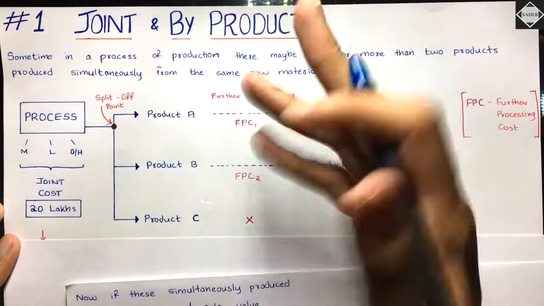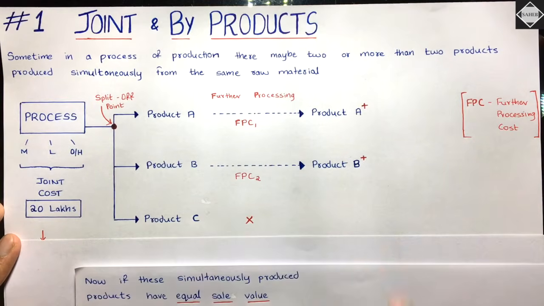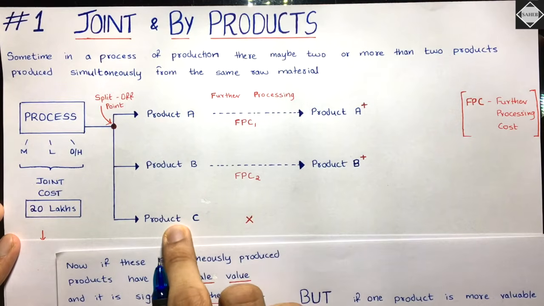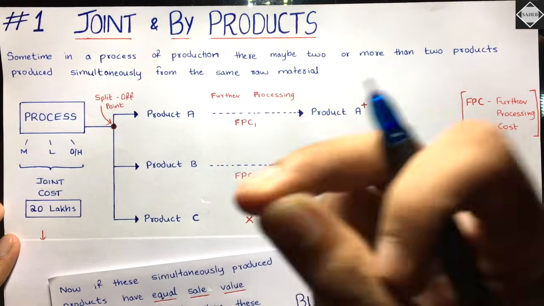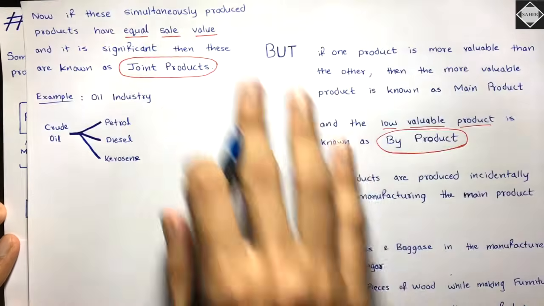Product C does not have sales value. Let's just say it does not have much sales value. What happens then? Then product C becomes the byproduct, a waste product, a secondary product, a subsidiary product. Okay, that's the case of the byproduct. See here, it's really simple.